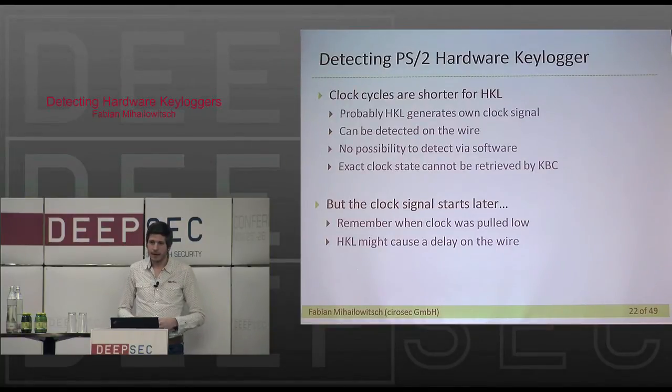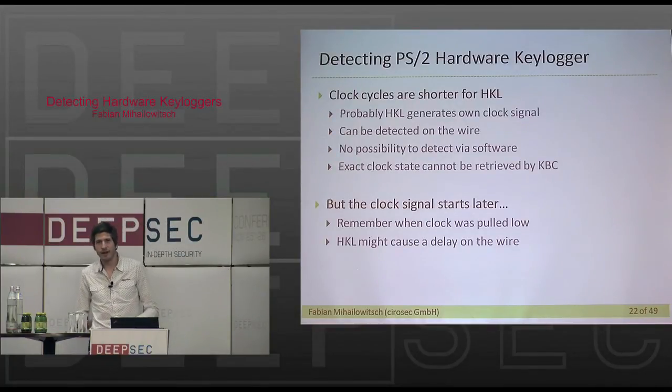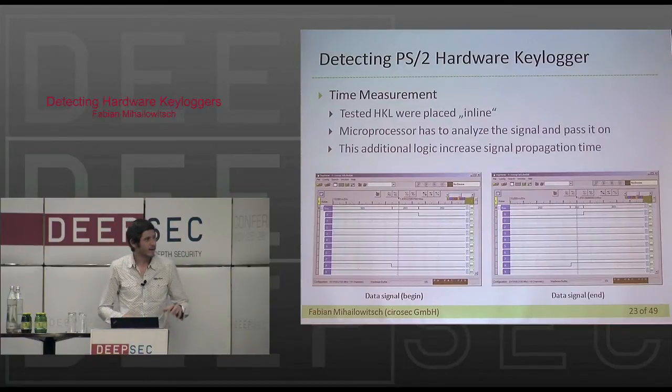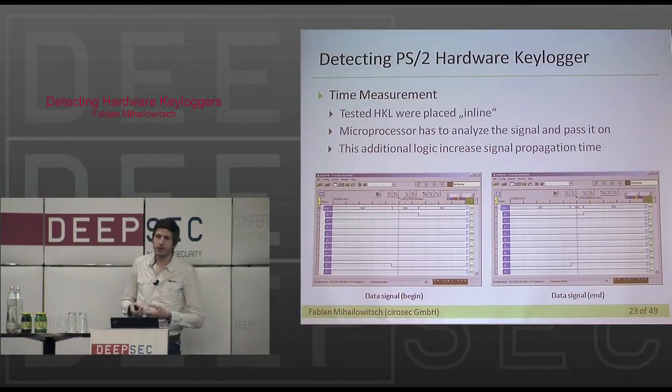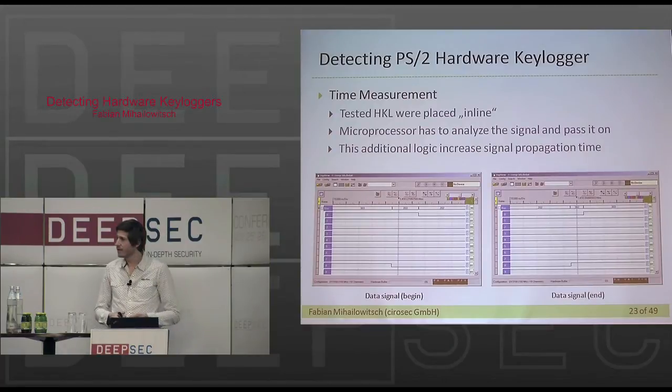And like you can already imagine, if you say, I want to detect hardware keyloggers, every guy says at first, hey, you try to do it with timing. And so we saw there's a delay, and yeah, maybe try that timing approach. So since the hardware keyloggers, like I said, are placed in line, the microprocessor has to get the signal. It has to process the signal, write it to its memory. It has to write it back, send it to the client. And this additional logic that is introduced increases the signal propagation time.